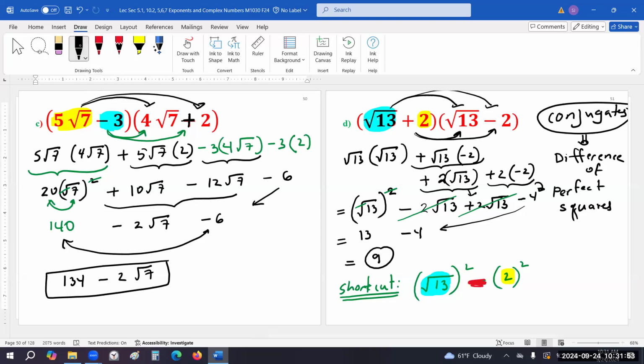So what is square root of 13 squared? And what is 2 squared? 4. So that gives us 9. See? It's only a one-line solution if you use the shortcut, versus the two-line solution. But if you don't know the shortcut, it's okay. Never mind. You can use the longer method.